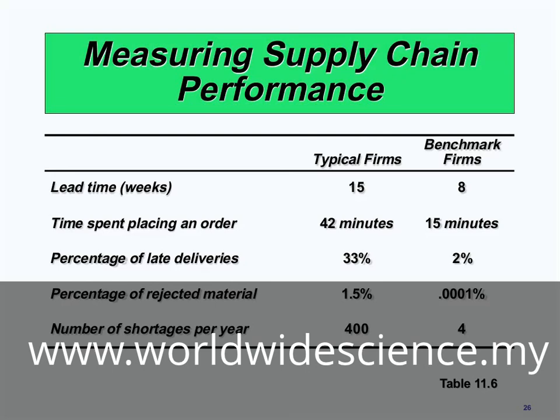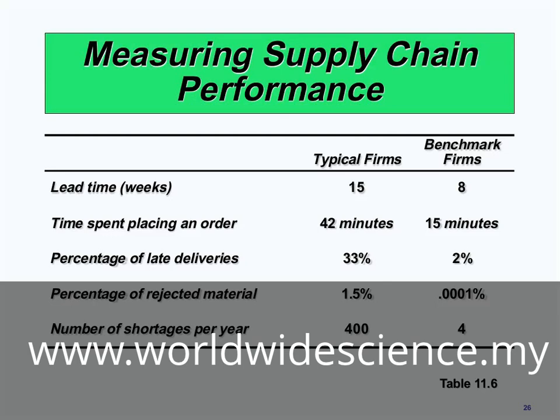Time spent placing an order. In typical firms, it takes 42 minutes, but in benchmark firms, it takes only 15 minutes. Percentage of late deliveries. 33% of deliveries are late in typical firms, but this number in benchmark firms is only 2%.